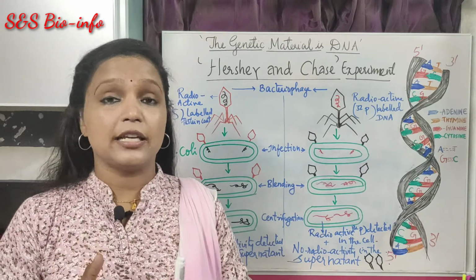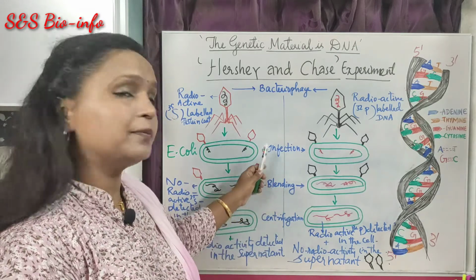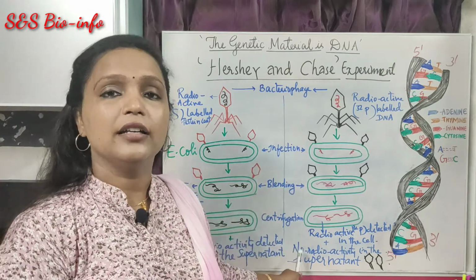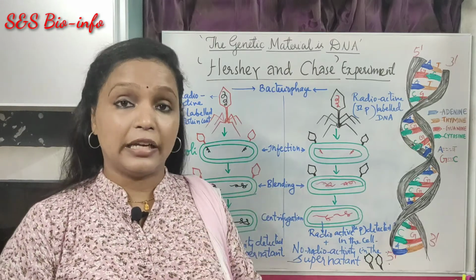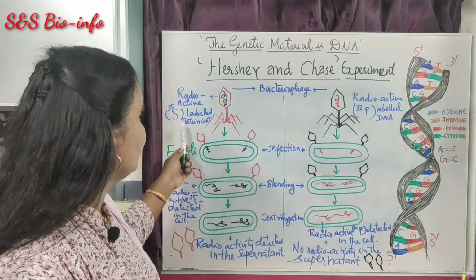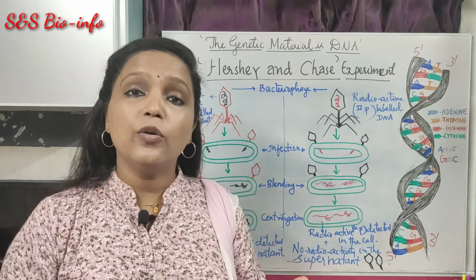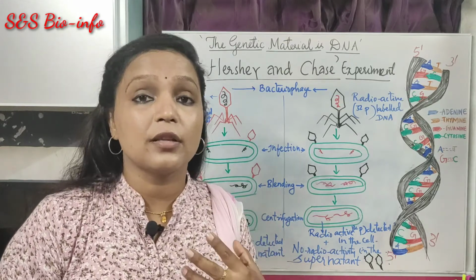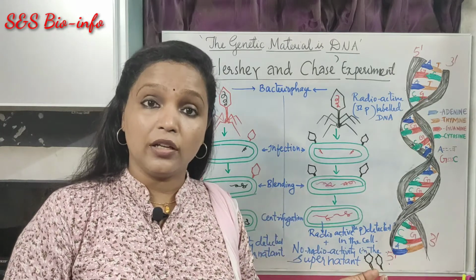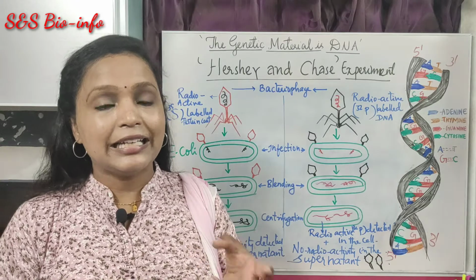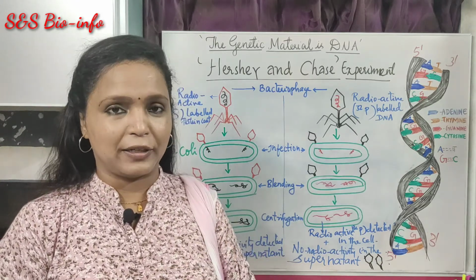There were 3 steps in their experiment. They were infection, blending and centrifugation. They used 2 types of radioactive labeled materials, the chemicals like sulfur and phosphorus, to understand how the bacteriophage infects the bacteria, what happens during infection, whether the protein or the DNA gets into the E. coli bacterium while infection.